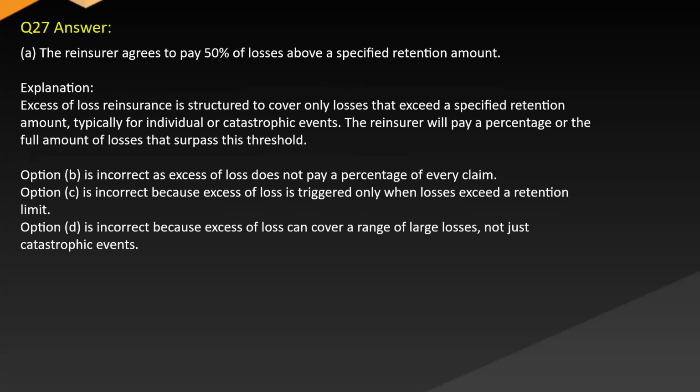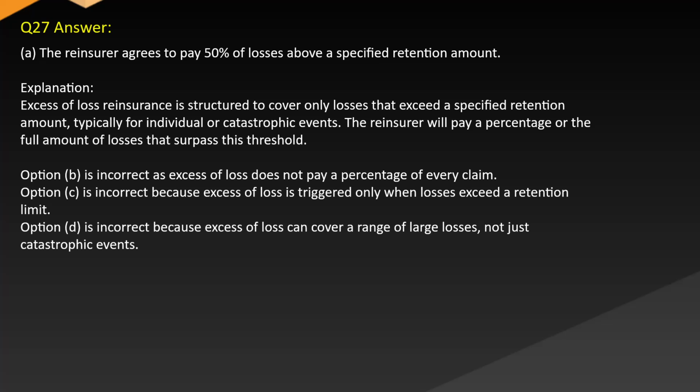Answer: A. The reinsurer agrees to pay 50% of losses above a specified retention amount. Explanation: Excess loss reinsurance is structured to cover only losses that exceed a specified retention amount. Typically for individual or catastrophic events, the reinsurer will pay a percentage or the full amount of losses that surpass this threshold.